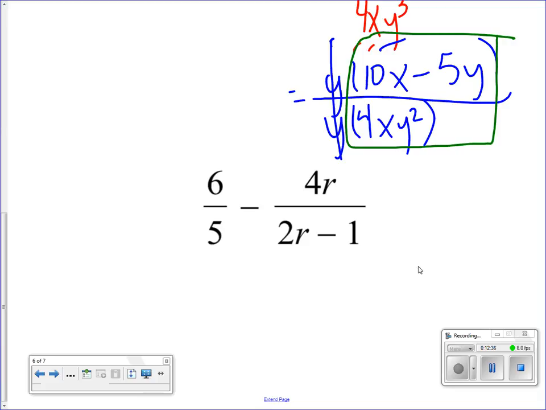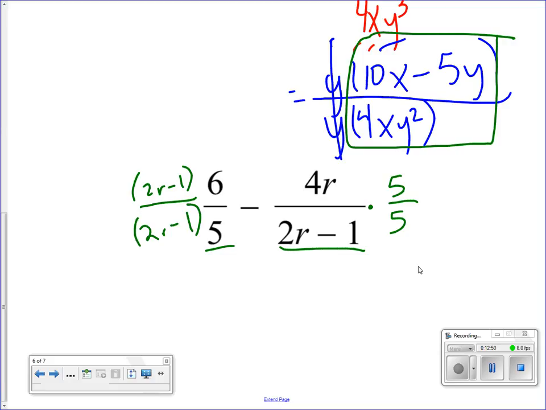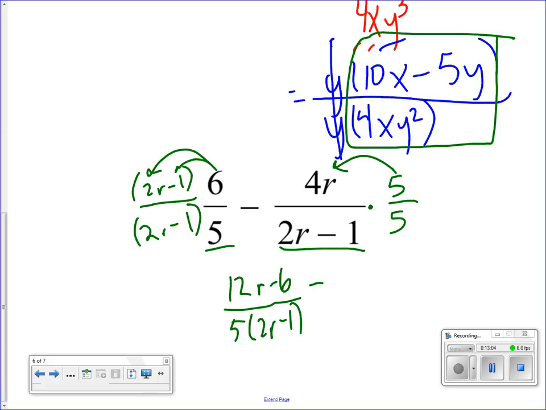Okay. I do not have any GCFs between 2r and 1 or 5. So the fancy form of 1 I'll use here is 5 over 5. And over here, 2r minus 1 over 2r minus 1. Remember to distribute. So I get 12r minus 6 all over 5 times 2r minus 1. I'm not going to distribute the denominators yet, just in case I see a GCF. And then 5 times 4r. And then I'm going to subtract. 12r minus 20r is negative 8r.